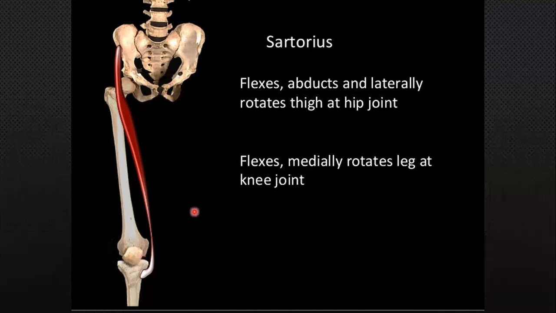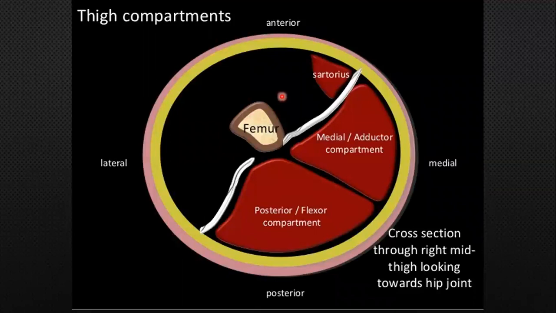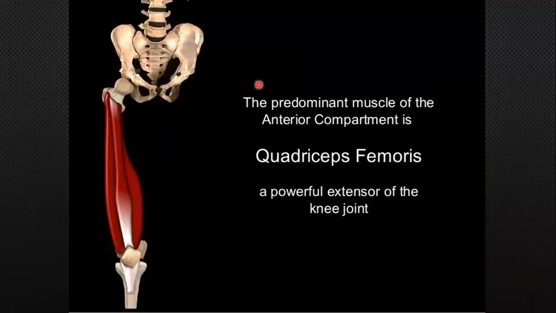While at the knee joint, it will cause flexion of the knee joint to decrease the angle between the femur and the tibia. Then it will cause rotation of the leg in the medial direction, at the knee joint. In this cross section of the thigh, you can see this is the position occupied by the Sartorius muscle.